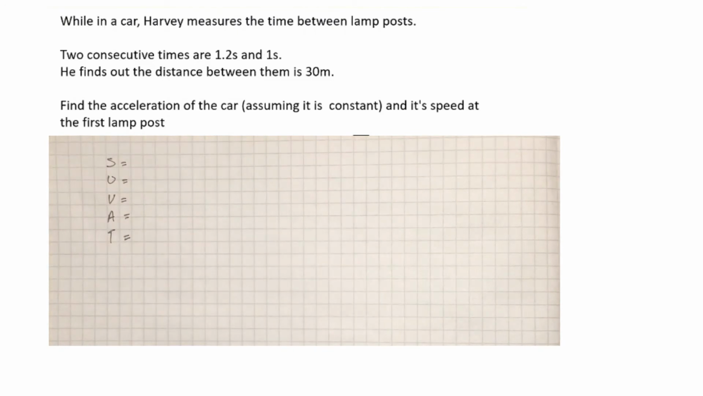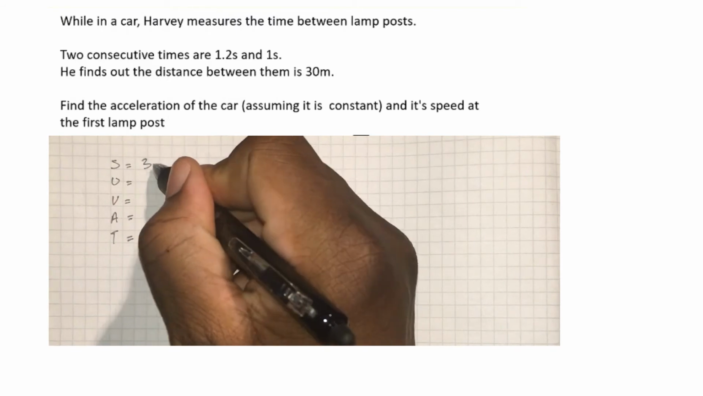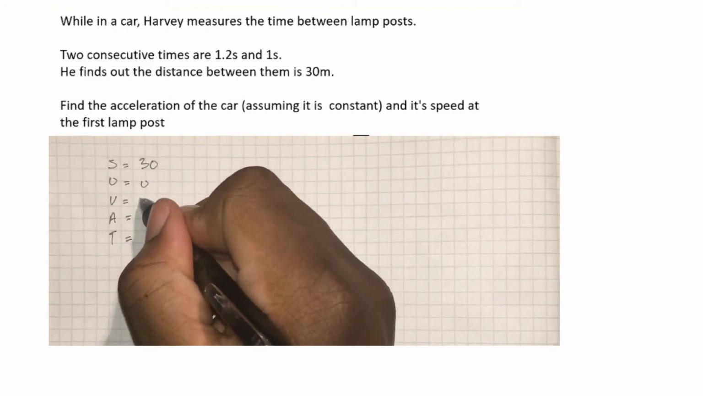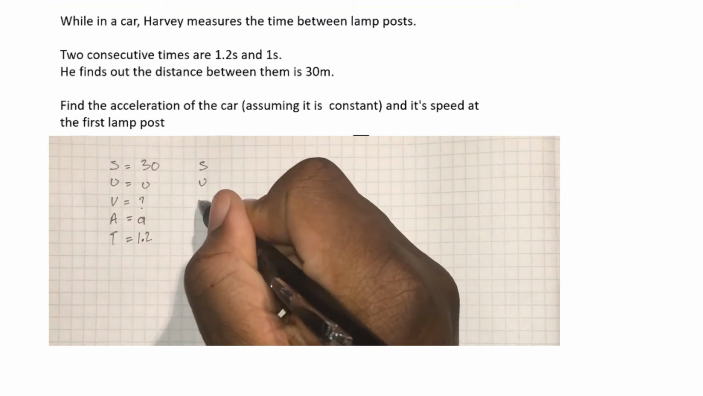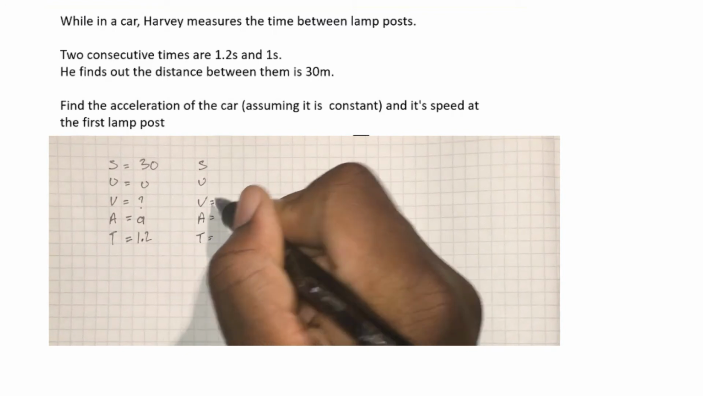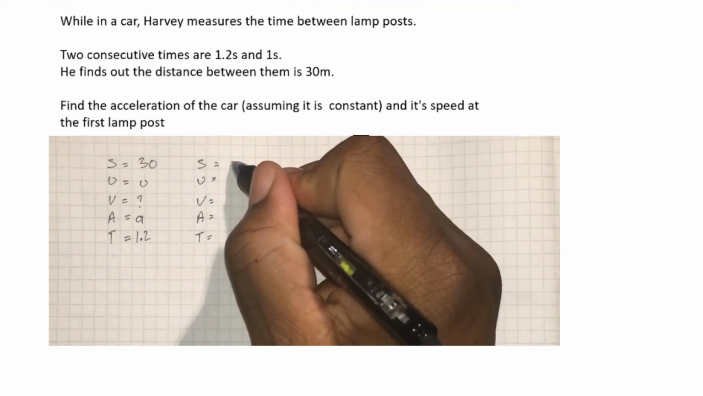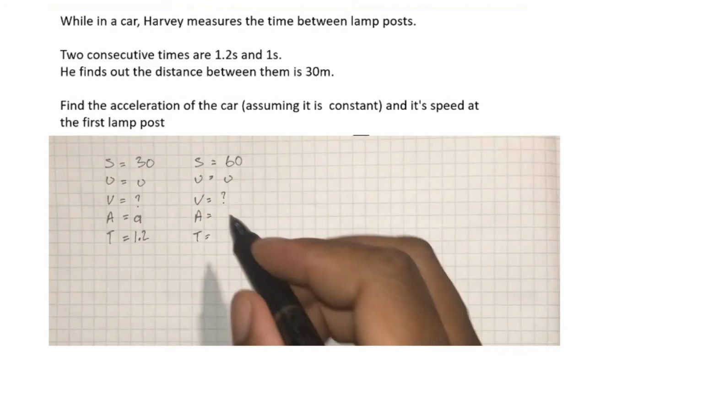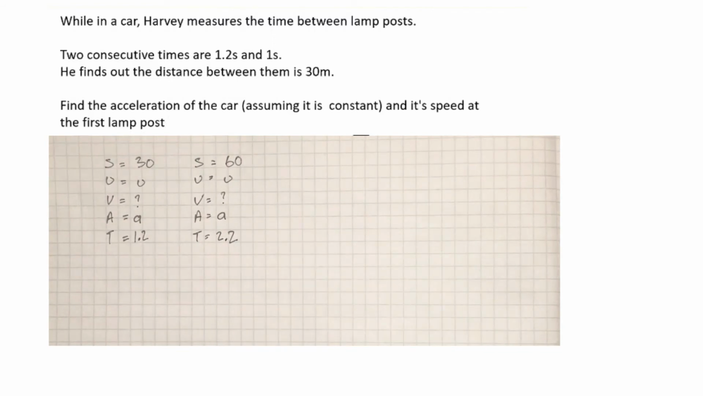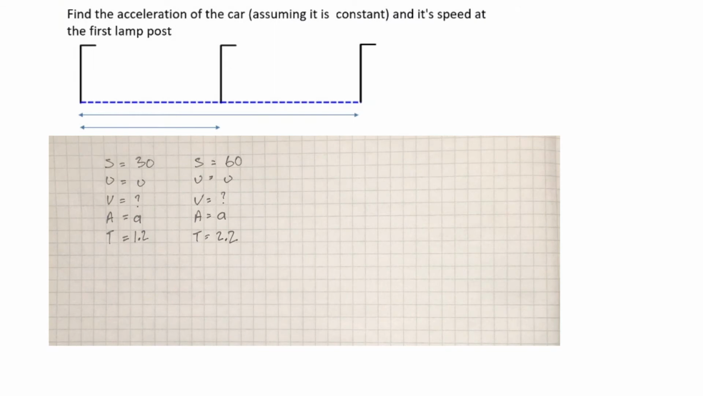Let's collect these variables. I know the displacement is 30. The initial velocity is unknown, but I'll call it u. I don't know v. I don't think I'm going to work with that. The acceleration is a, well, it's the constant acceleration, and the time for that part of the journey is 1.2. Thinking of the entire journey, the displacement is going to be 60. That's 2 lots of 30. The initial velocity is still the speed at the first lamppost, so it's still going to be u. Final velocity is unknown. And once again, the key here is that constant acceleration. Throughout the whole journey, the acceleration is a. The time for the whole journey is going to be 2.2.